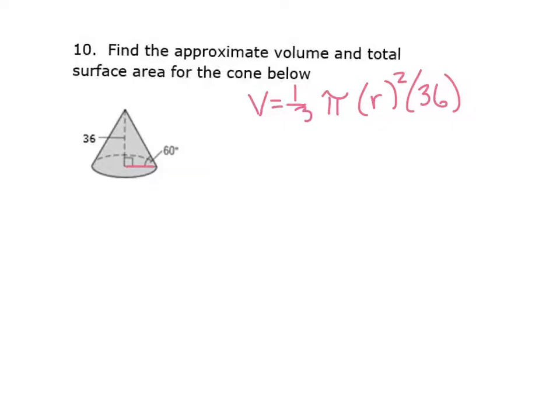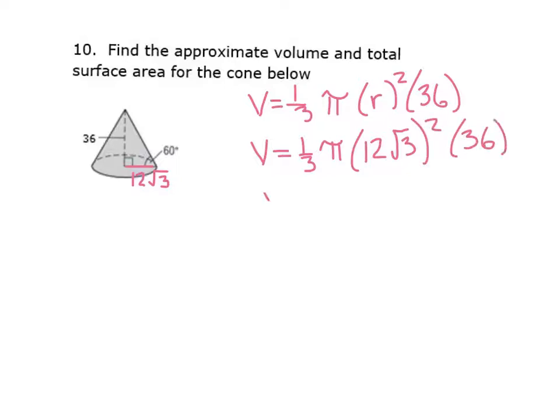A side across from 60 is 36. So we're looking for the side across from 30 to get our radius. So this is where we're going to take 36, divide by 3, and we get 12, and then multiply by the square root of 3. So volume is going to be 1/3 pi times the radius, which is 12 square root of 3, quantity squared, times 36, and this is going to come out to about 783.561, and this is going to be units cubed.